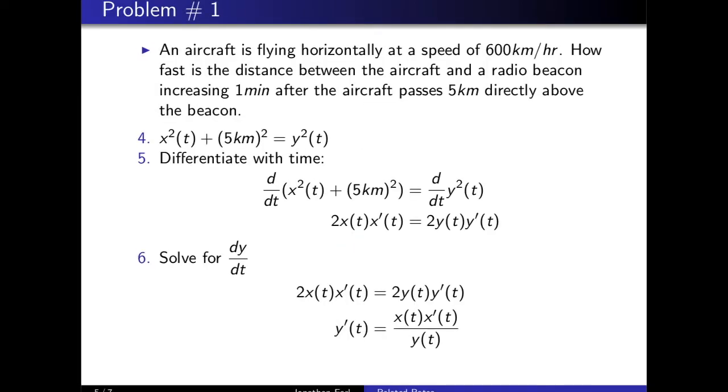Okay, so then step 5, we want to differentiate the equation that we have in step 4 with respect to time. So the equation that we have is our Pythagorean theorem, x squared plus 5 kilometers squared equals y squared. And when we differentiate that with respect to time, from our chain rule, we'll get 2x x prime of t equals 2y y prime of t. And now we want to solve our equation for y prime, so we'll get that y prime is going to be x times x prime all divided by y.